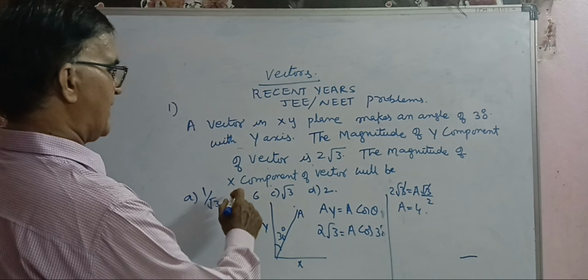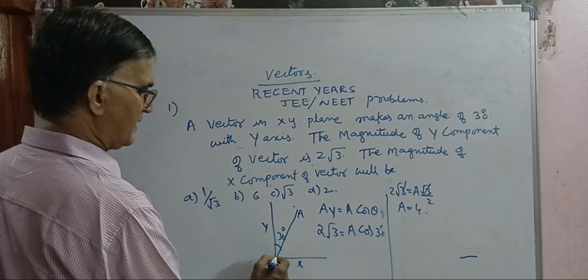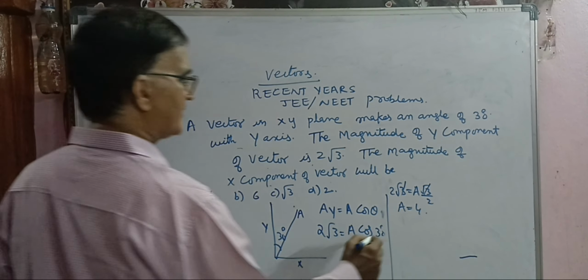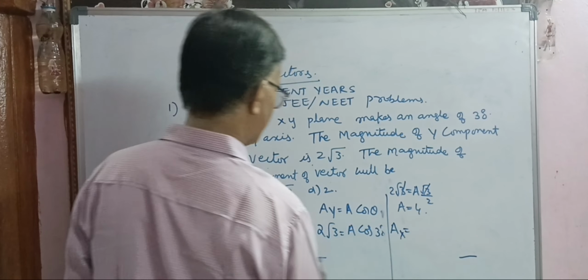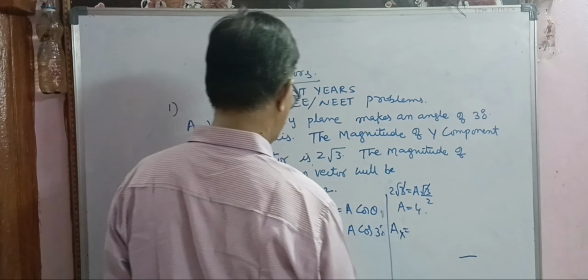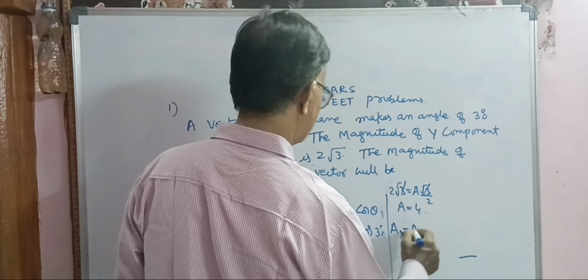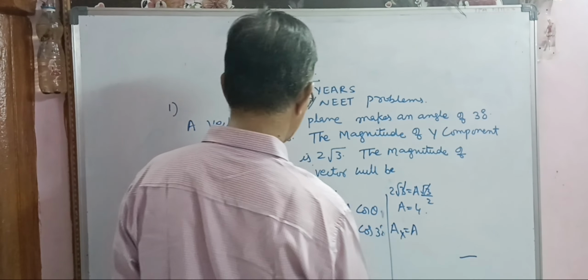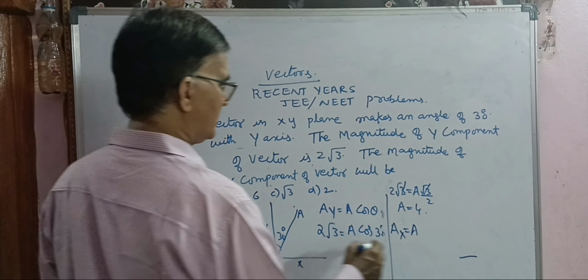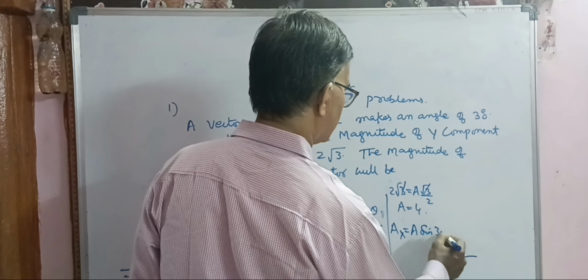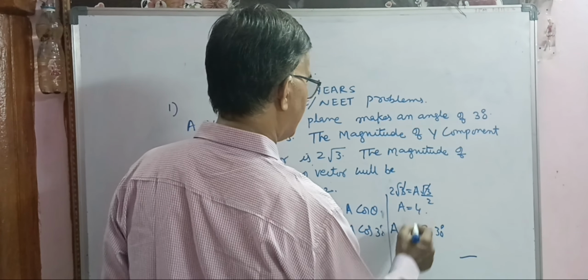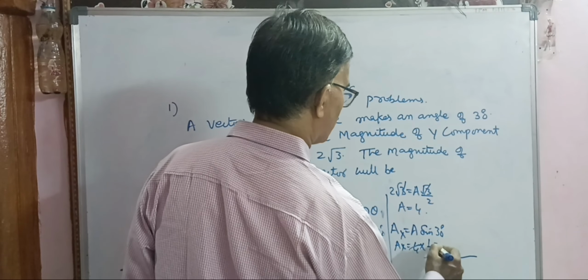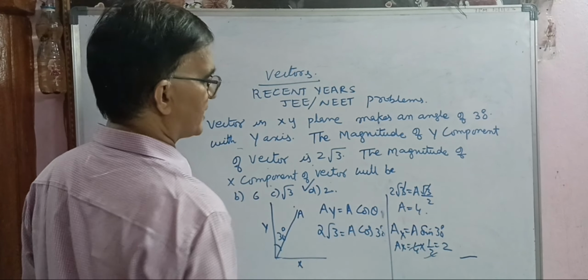And what is asked? The magnitude of the x component. You took this as cos theta, so this will be sin theta. The x component will be A sin theta. Here sin 30 you take. So Ax is equal to A, which is 4, times sin 30, which is half. So the answer will be 2, the correct option in this case.